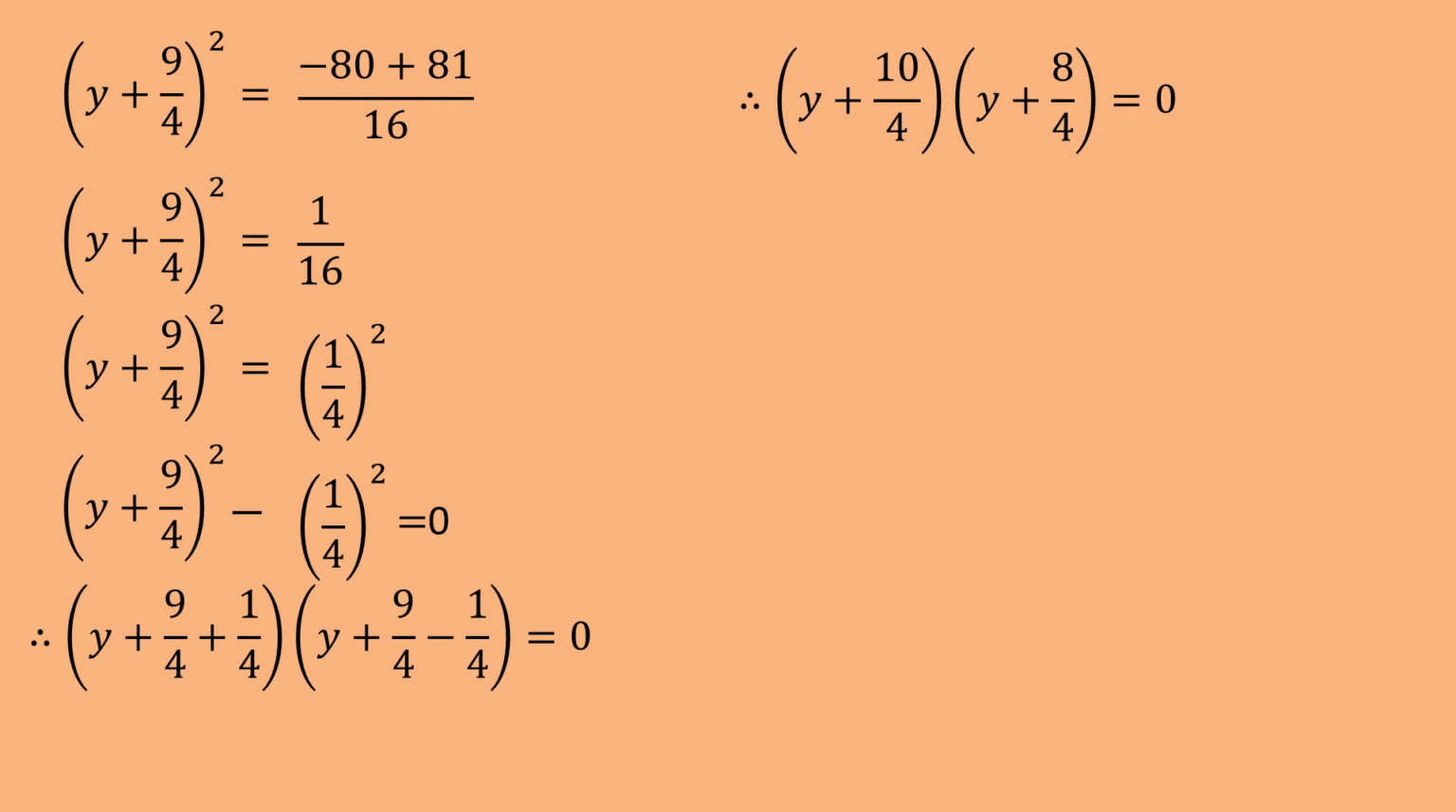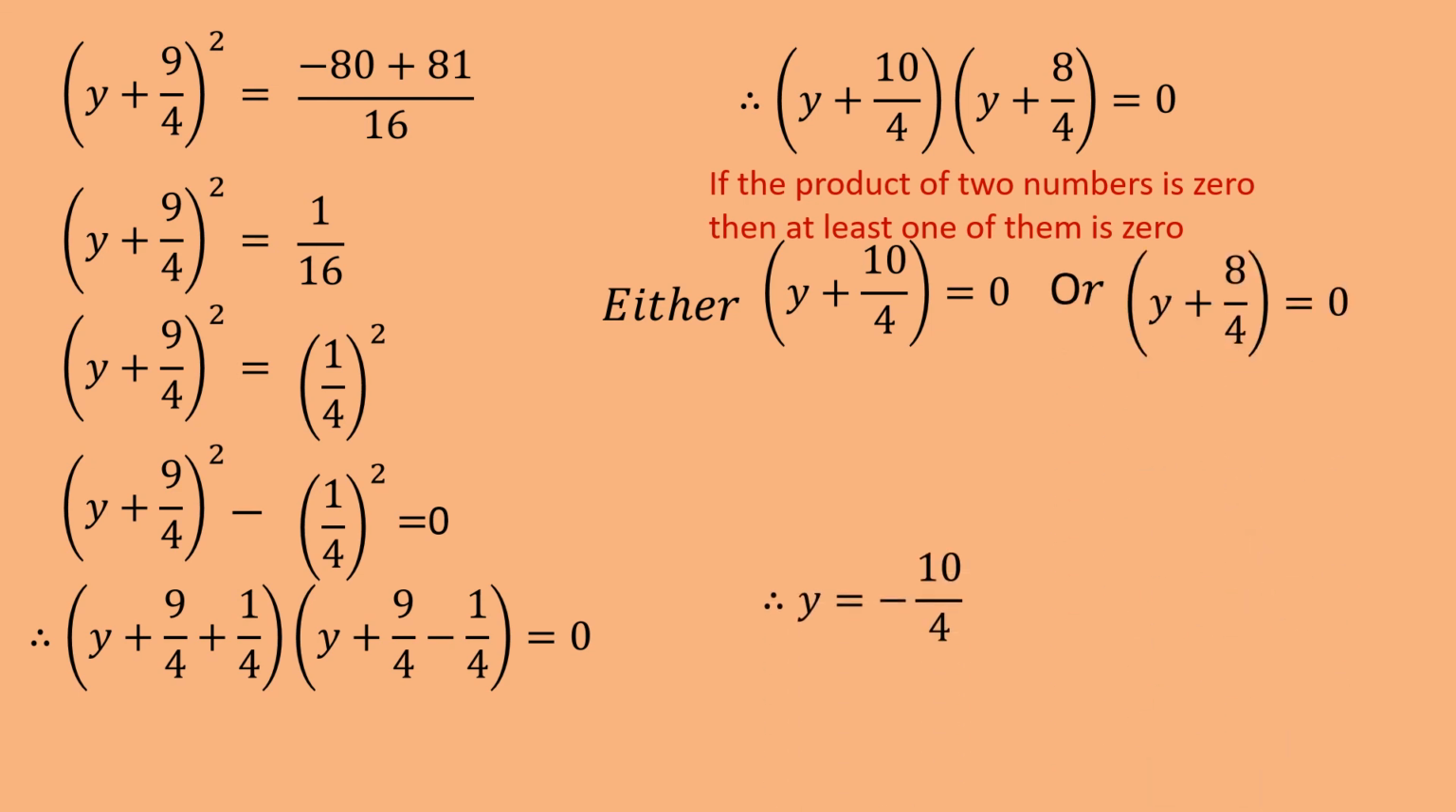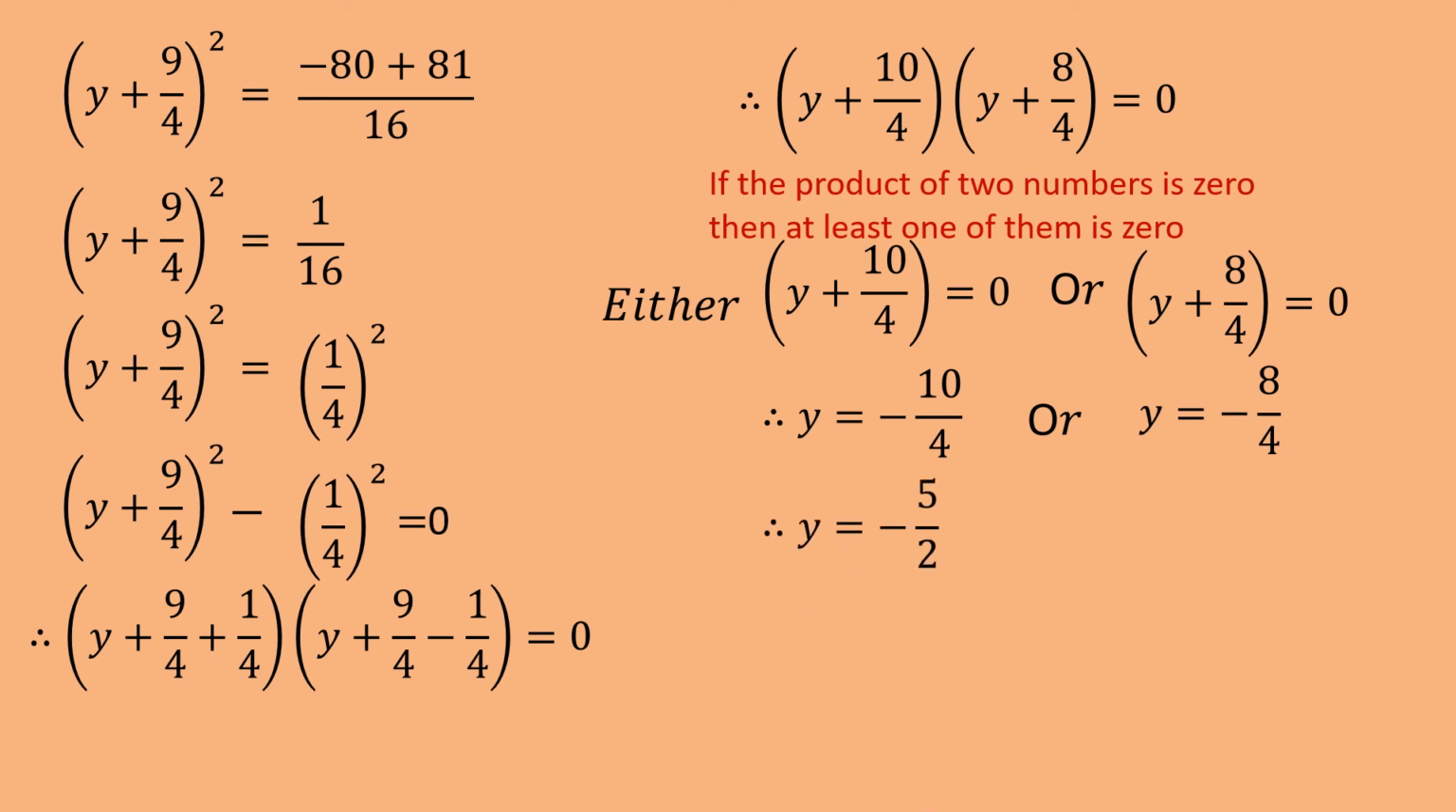We got the two factors which are multiplying. Again that line will come: if the product of two numbers is 0, then at least one of them is 0. Clear? Therefore, either y plus 10 upon 4 equals 0 or y plus 8 upon 4 equals 0. When I further simplify, I get y equals minus 10 upon 4 and y equals minus 8 upon 4. You can simplify further. So y equals minus 5 upon 2 or y equals minus 2. So you got the value of y.